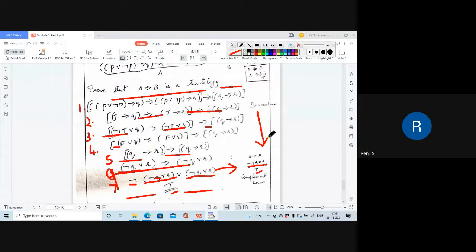Okay. Is it clear? For deriving each step, write the formula which you had used. Is it clear? Okay. So that was the 7th question. Then, I think that was your 6th question. Okay.